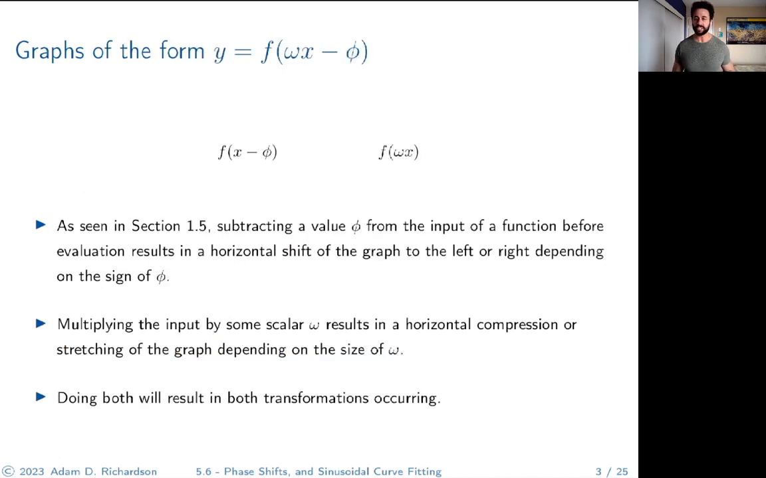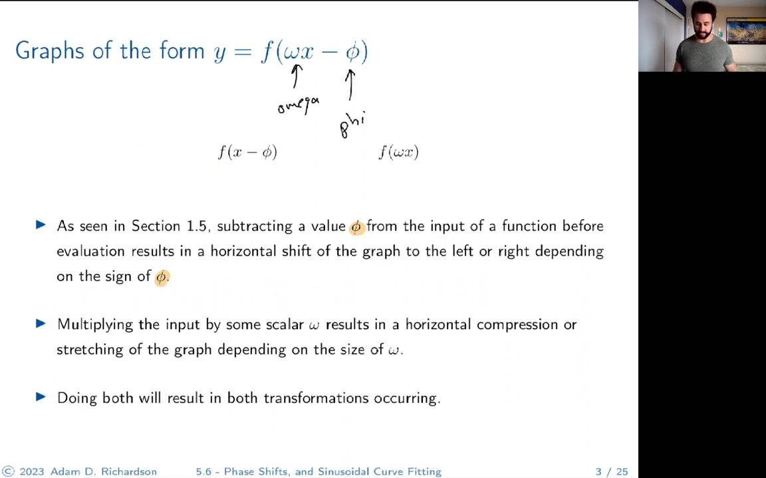So if you remember from section 1.5, if you subtract a value phi from the input of a function before you evaluate it, that results in a horizontal shift, left or right, depending on the sign of phi. By the way, this little symbol here is the Greek letter phi, spelled P-H-I. And this one is omega, just as a reminder.